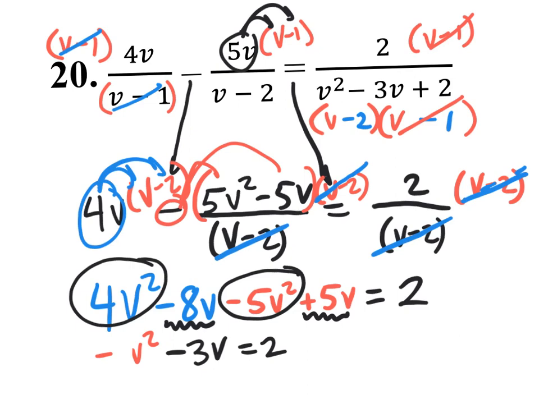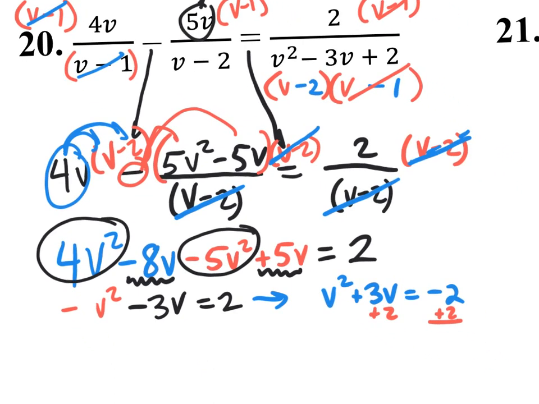But of course, we want this quadratic trinomial to be positive v squared, not negative v squared. So let's multiply everything by negative 1. So imagine multiplying everything by negative 1. That's just going to change all the signs. It's going to be a positive v squared. It's going to be a plus 3v. It's going to be equals negative 2. And of course, you want it to equal 0, you don't want it to equal negative 2. So you're going to add 2, and we're going to rewrite our quadratic trinomial equation. v squared plus 3v plus 2 equals 0.